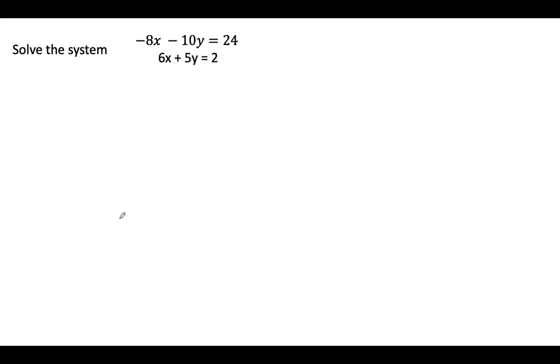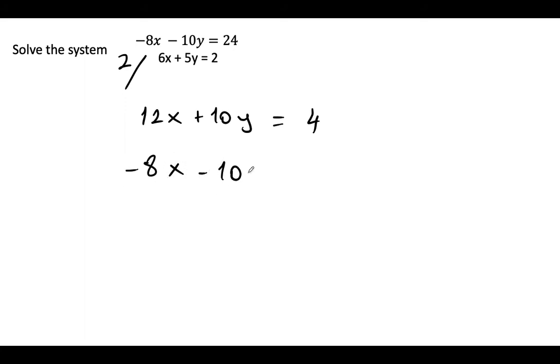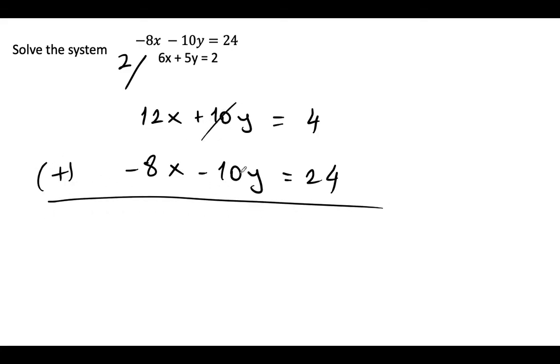Now, to solve this question, what can we do? When I look here, negative 10, positive 5. If I multiply the second row by 2, let me do it: 12x plus 10y is equal to 4. And the first row, just let me copy paste. And then if I add them side by side, positive 10 and negative 10, y will be 0. 12x minus 8x will be just 4x. 4 and 24, 28.